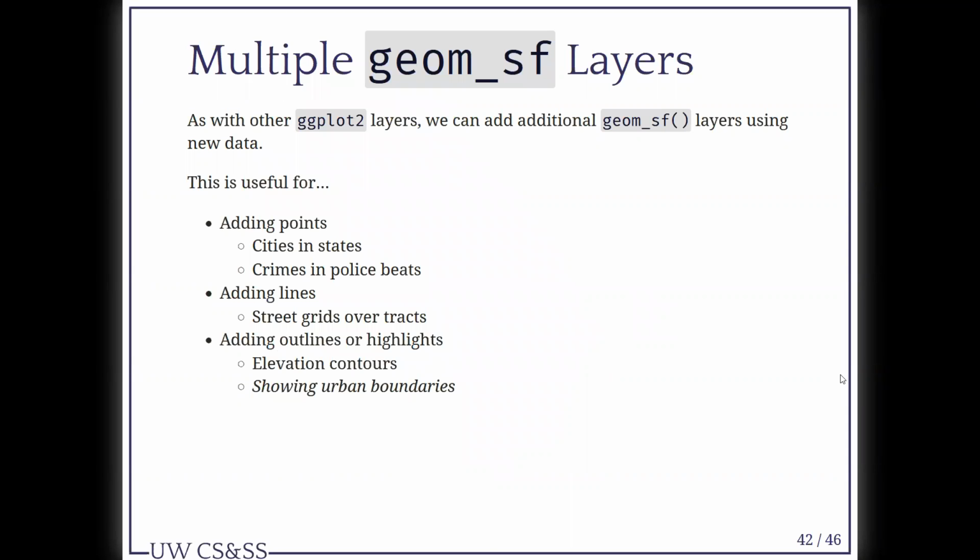But as with other ggplot2 layers, we can add additional geom-sf layers using new data. So this is really useful for adding points, things like adding cities within states, adding crimes to police beats, adding lines, things like street grids over tracts, train routes, that kind of thing. Adding outlines and highlights, so elevation contours, or perhaps urban boundaries.